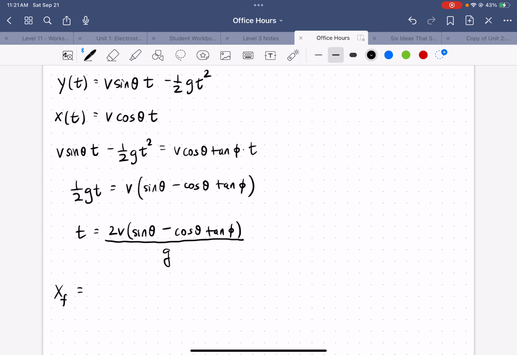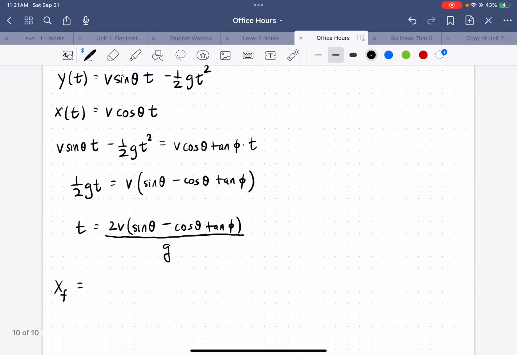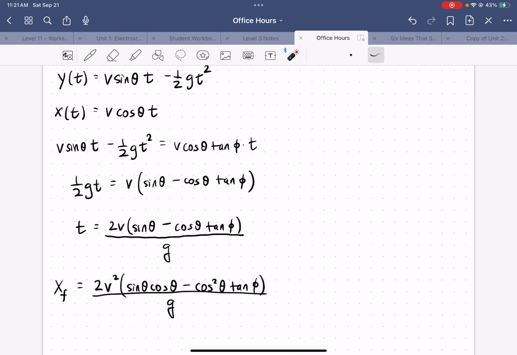So 2v squared, and then I'll have sine theta cosine theta minus cosine squared theta tangent phi, all divided by g. So I need to find the value of theta which maximizes this expression here. And that's equivalent to just maximizing this expression in parentheses since everything else is constant. So I'm just going to dispense with the 2v squared divided by g and just focus on this expression in parentheses here. What is the value of theta that maximizes that expression?